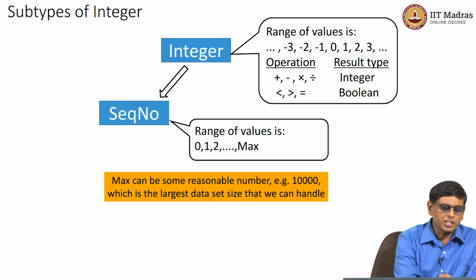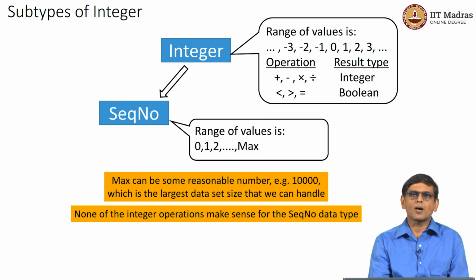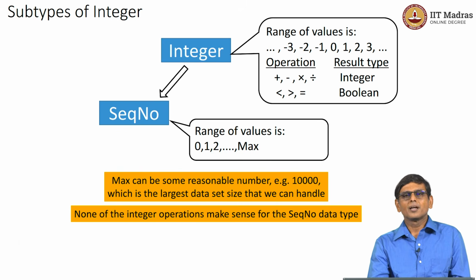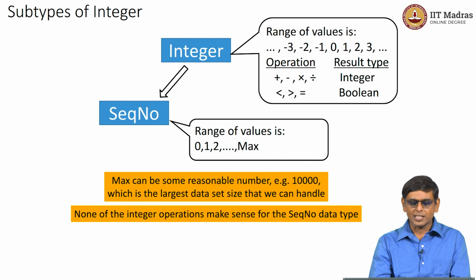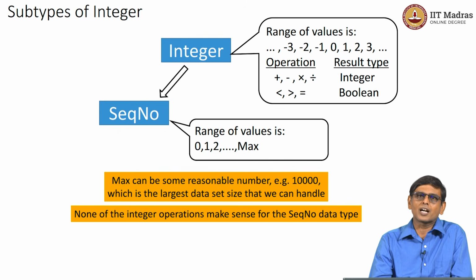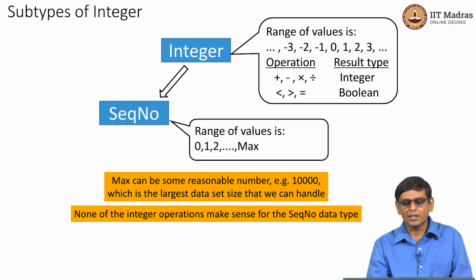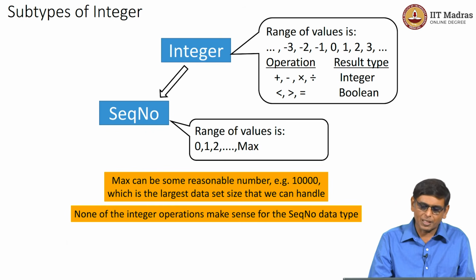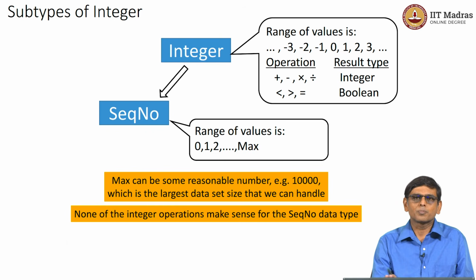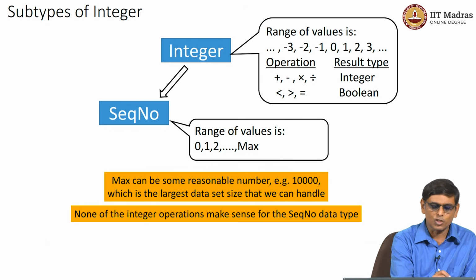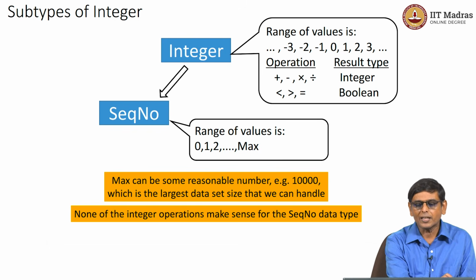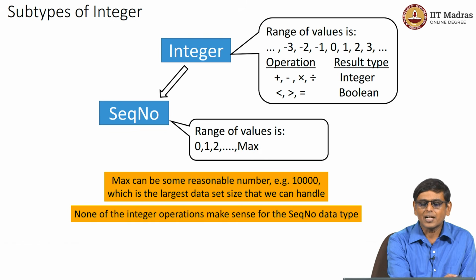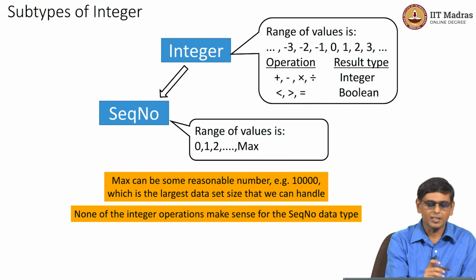And in terms of operations, none of the operations of integers seems to make sense, right, like addition, multiplication, those kinds of operations do not seem to make sense for the sequence number data type. Maybe we can do comparison, right, you want to check whether one card is coming before another card, and therefore you could use the less than operation and you might use the equal to operation, but at least the addition, multiplication, subtraction and division operations do not make any sense for sequence number. So you can take the range of values as 0 to max and constrain the operations to only, let us say, the Boolean operations.